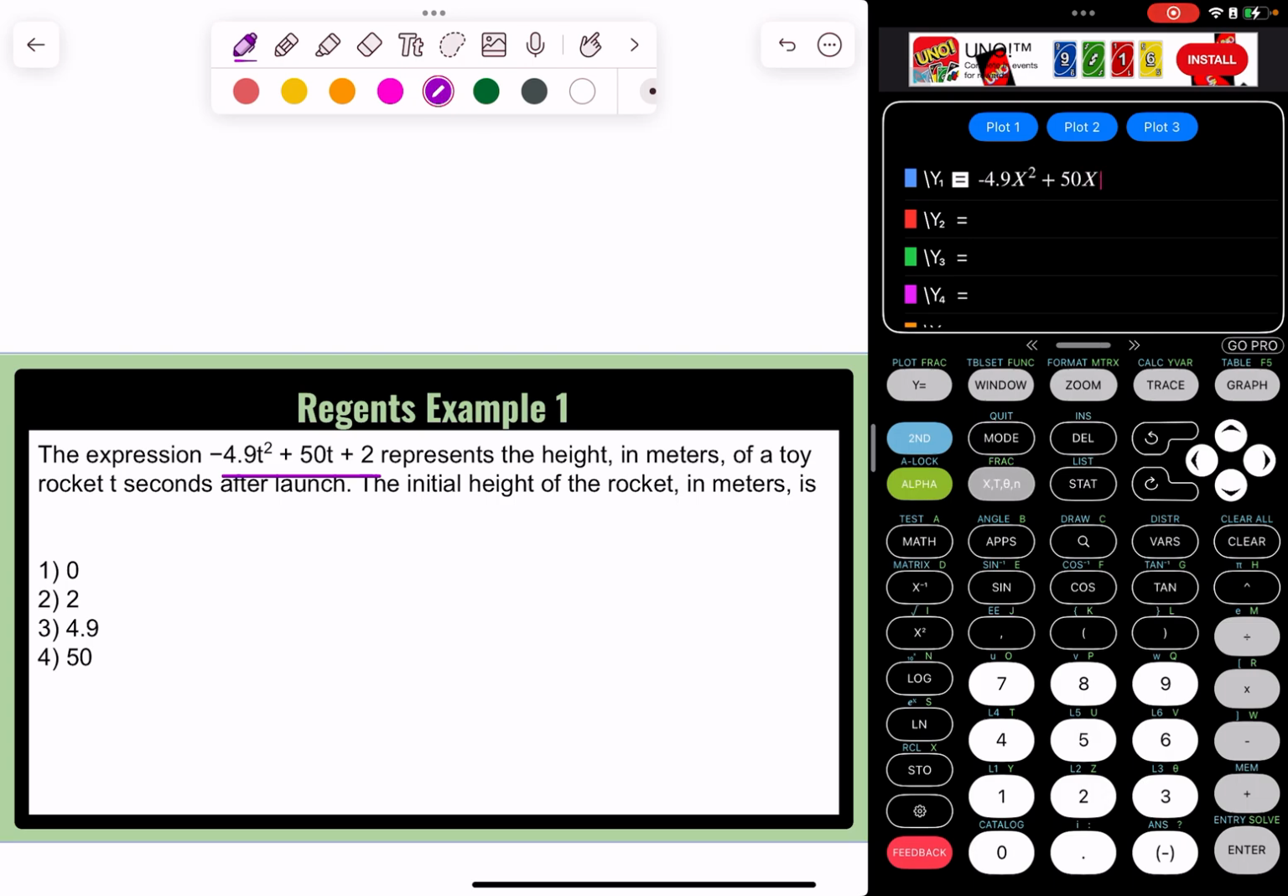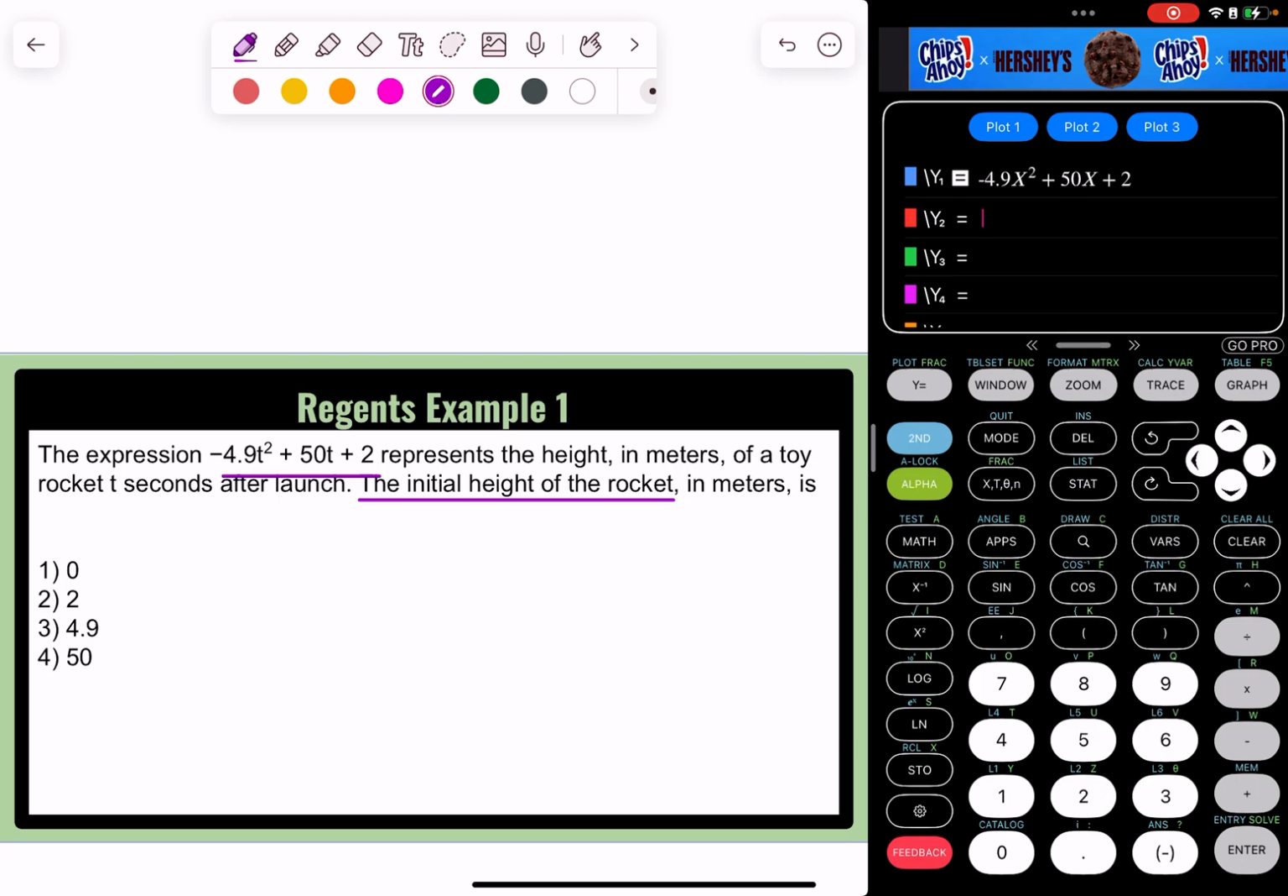plus 2. I'm just typing it in. Okay. Now, they want to know the initial height. It says the initial height. Initial height means where does it start? Meaning that you want to know when the time was at 0 seconds, technically t equals 0, what was the height? So let's go look at the table.